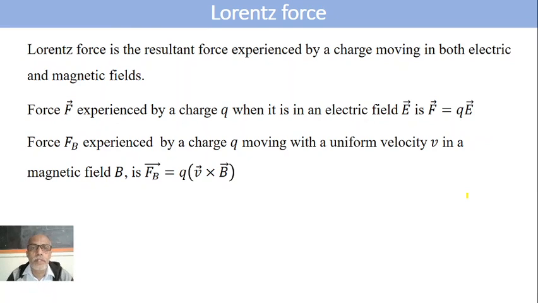Now coming to the Lorentz force, it is the resultant force experienced by a charge moving in both electric as well as magnetic fields. It is the resultant of the forces experienced by a charged particle moving in electric as well as magnetic fields. And therefore, F is nothing but equal to Fe plus Fb. Fe is the force experienced by the charge moving in the electric field, and Fb is the force experienced by the charge moving in the magnetic field.